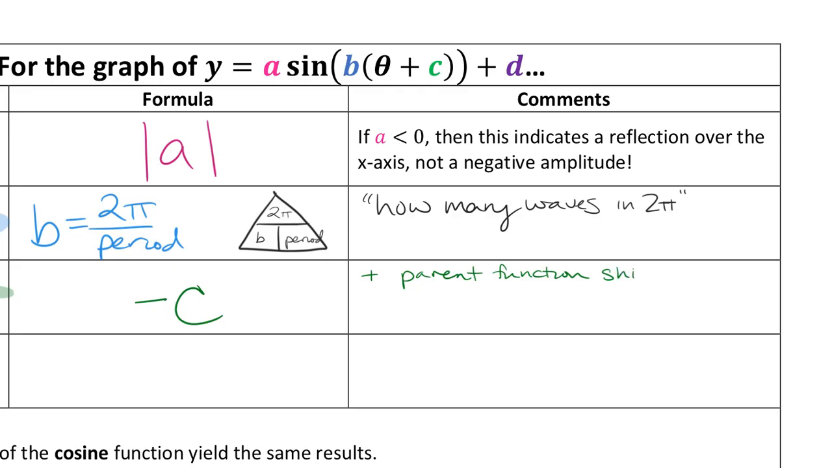shifted to the left. And if you see a minus sign, that means that the parent function shifted to the right. That's not new information. When we study transformations, we always say minus means right, plus means left for translations on the inside. But again, we're calling it a phase shift this time. So a plus is to the left, the parent function moving to the left. A minus is the parent function moving to the right.